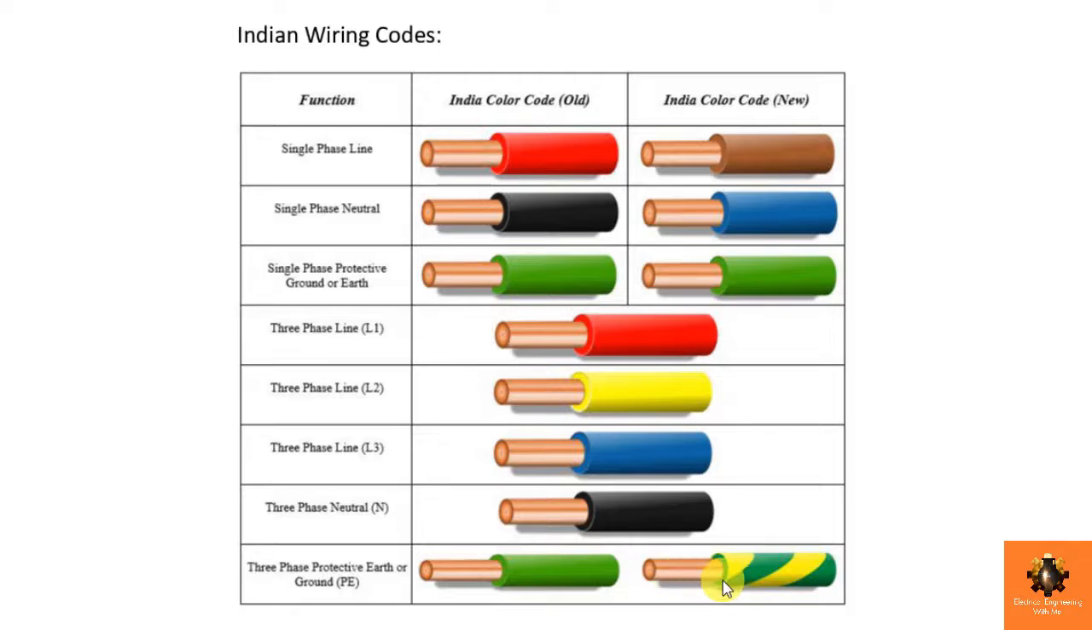Is it clear? So these colors are specified for single phase system and these are specified for three phase system as per the Indian standards. Okay, but remember one point here, as we are discussing only AC systems, in case of DC systems, these color codes will be different. Okay, so this is color coding of wires.